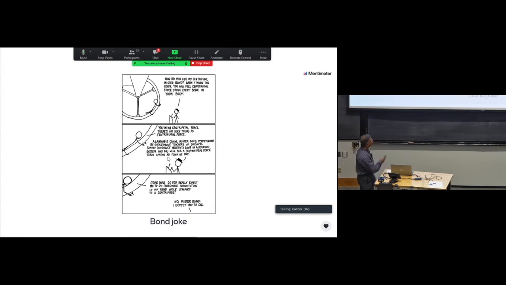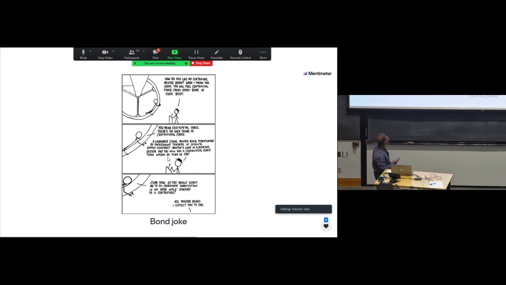But now, we'll go into a different regime. We'll go into the circular motion. And I love this joke. So this is a Bond joke. It says, how do you like my centrifuge, Mr. Bond? When I throw this lever, you will feel centrifugal force crush every bone of your body. You mean centripetal force? There is no such thing as centrifugal force.